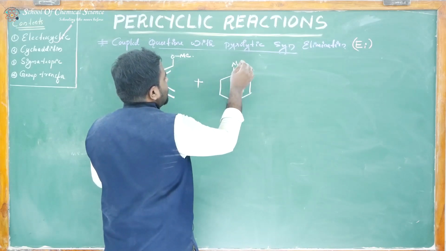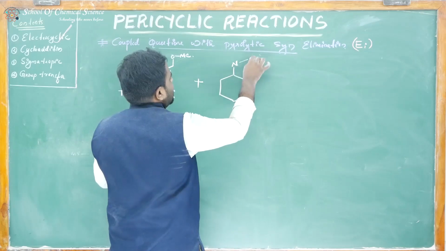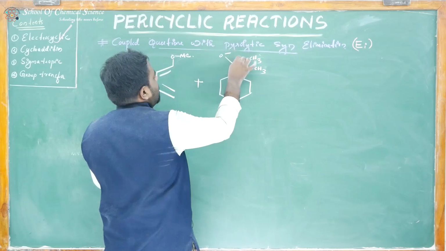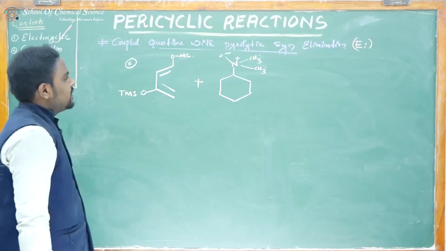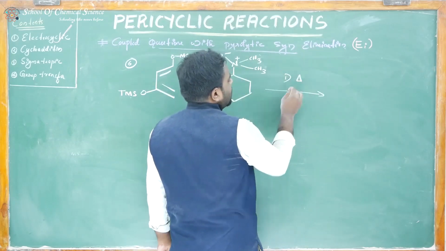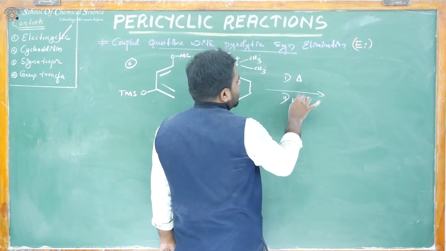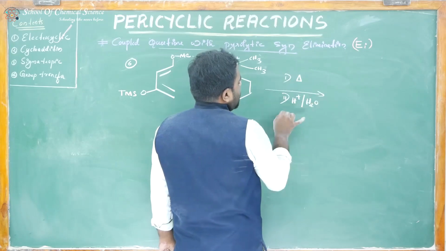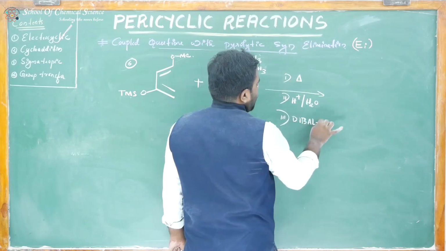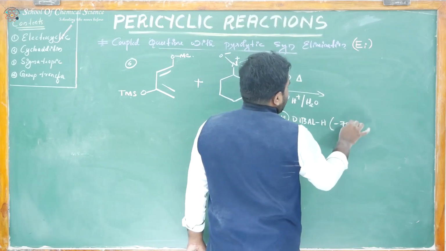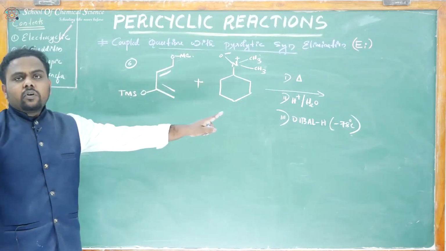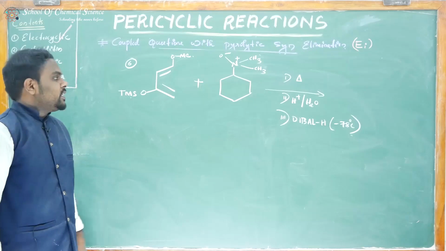Instead, an amine oxide is given: N, CH3, CH3, O minus, N plus. Then the conditions: first thermal, second H plus, H2O, third DIBAL-H at minus 78 degrees Celsius. The favorable temperature for diisobutyl aluminum hydride is minus 78 degrees Celsius.